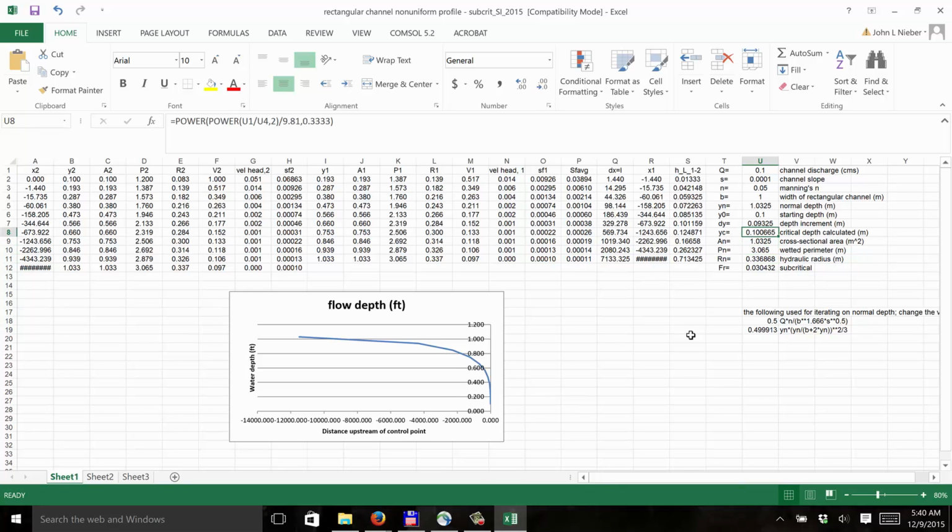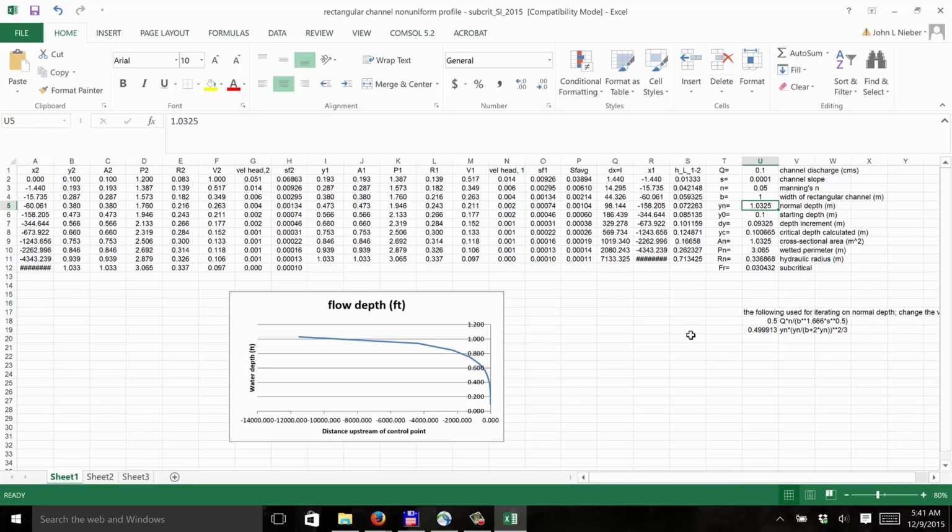So one of the things that needs to be done, we can enter in here the discharge, slope of the channel, the Manning's n, and the bottom width, or the width of the channel, because it is a rectangular channel. Once we enter those numbers in, the program automatically calculates the critical depth associated with the discharge and the cross-sectional properties of the channel. But we have to iteratively determine the normal depth.